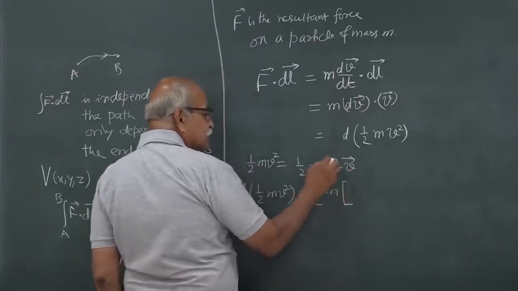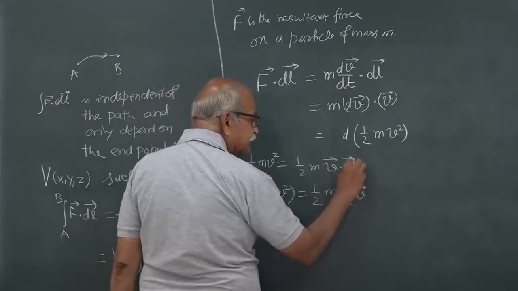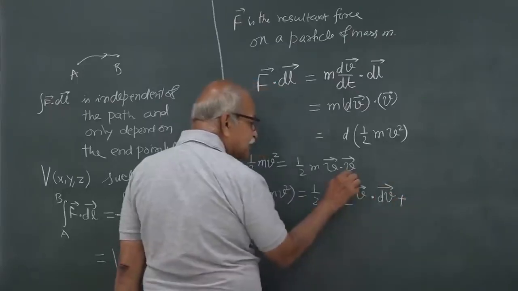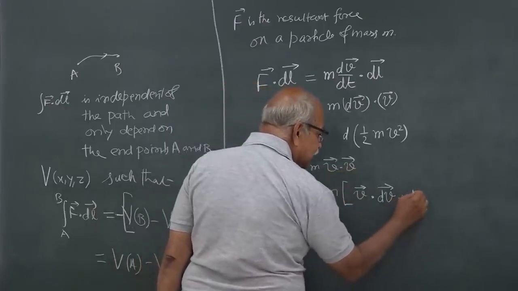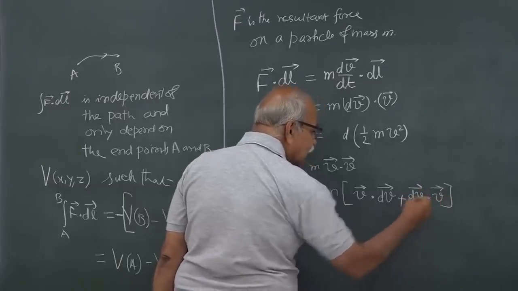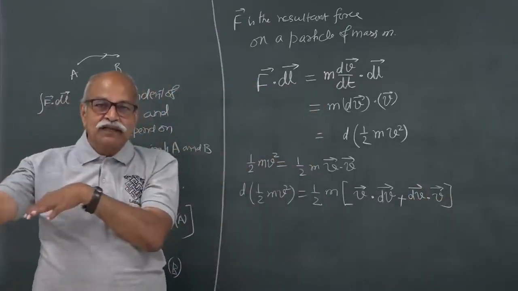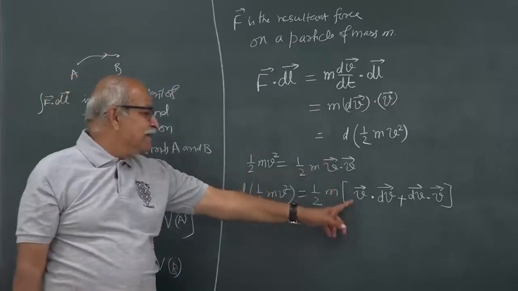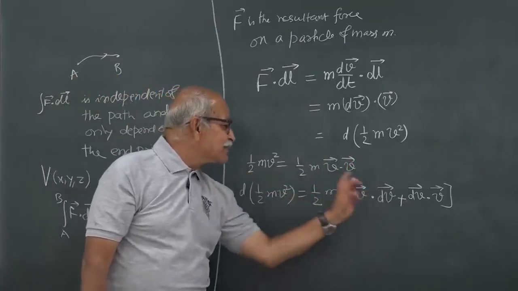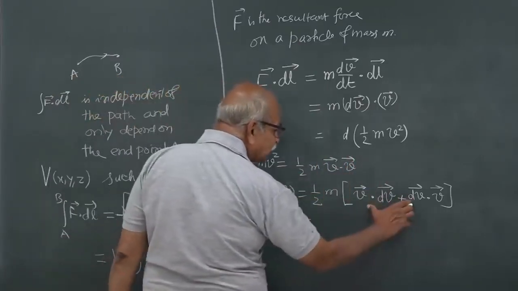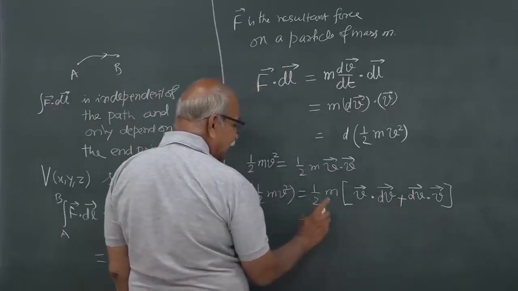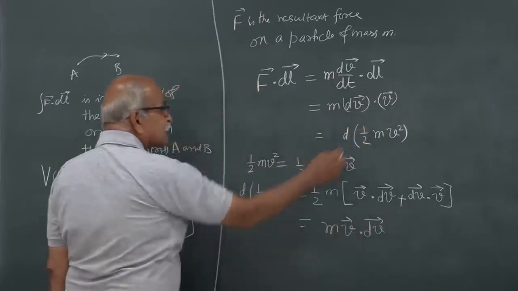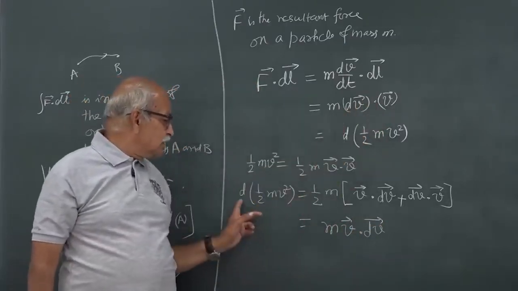How do I do d of this? Product of two functions. Keep one function and differentiate the other one. So v dot dv. Then keep the second function fixed and differentiate the first one. So this is dv and then dot v. Okay, so just that differentiation of products of two functions. So it is 2 times v dot dv, and that 2 cancels with the half here, and you have m and v dot dv or dv dot v. So m dv dot v is equal to d of half m v squared.